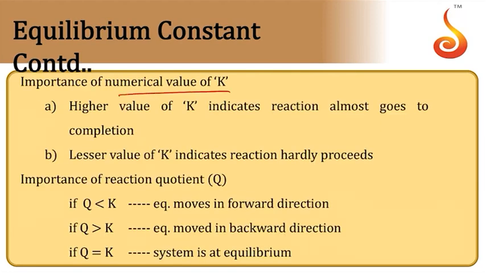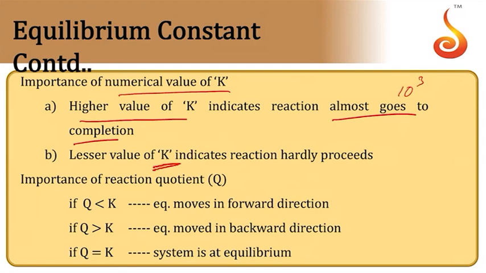One more point, the importance of the numerical value of K. A higher value of K indicates the reaction almost all goes to completion. Say for example, the value is very high, something like 10 to the power of 3. It says that the reaction almost all goes to completion. We have 10 to the power of 3 times the products, meaning the reaction almost all goes in the forward direction.